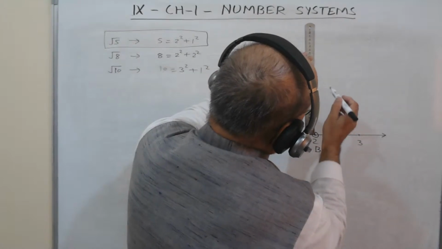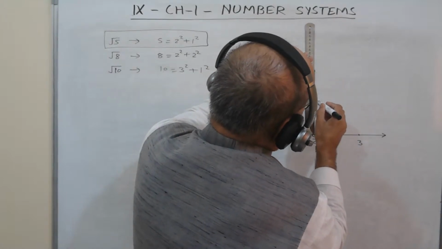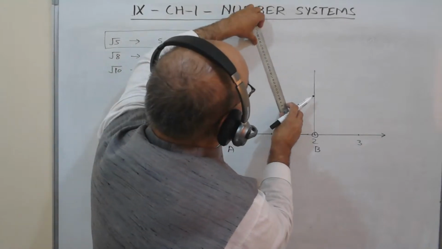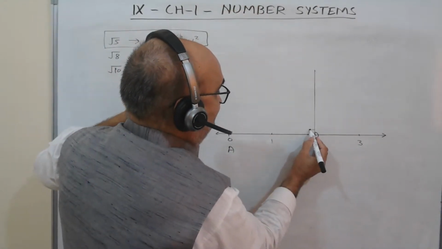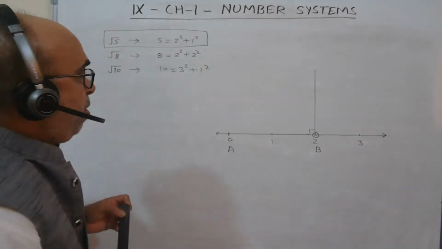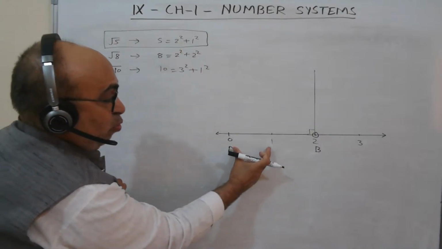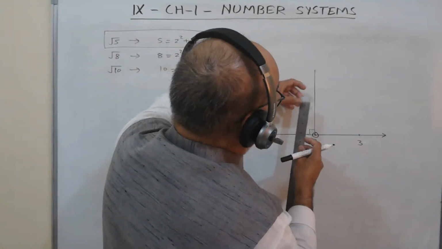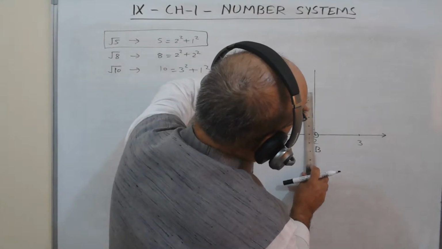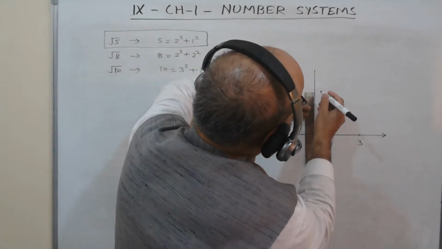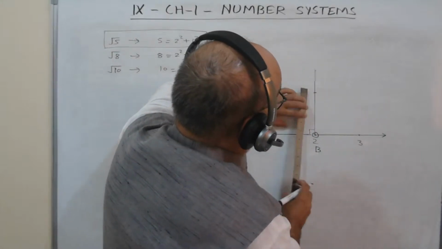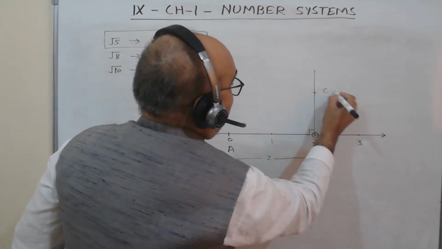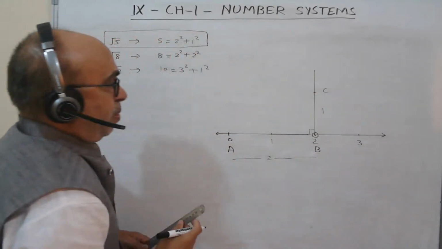If it is not perpendicular, then again your construction will be wrong. Now see, it is perpendicular. This is exactly 90 degrees. Now the second number is 1. 1 means 2 centimeter. So I'm taking 5 centimeter on the board, but in your notebook you take 2 centimeter. This is 2 and it is 1. Join it.